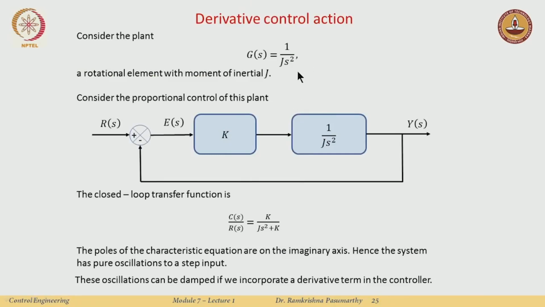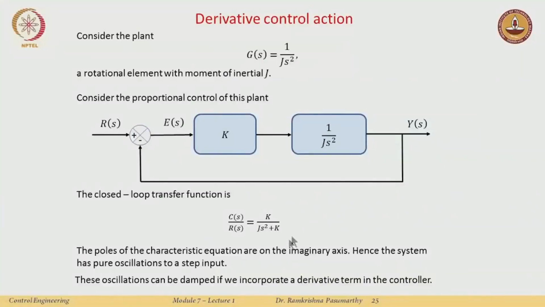Okay, now let us look at a derivative control action. So, I just have my plant as a rotational element with a moment of inertia J. Let me say I just start with a proportional control action. I say, why do I even need to use a derivative action? So, I just put a K here, the closed loop transfer function is K over J s square plus K. If I plot the root locus, it will tell me that the poles are always on the imaginary axis as the value of the gain K increases from 0 to infinity, right. So, my response of the system will be purely oscillatory, and these oscillations would not die down.